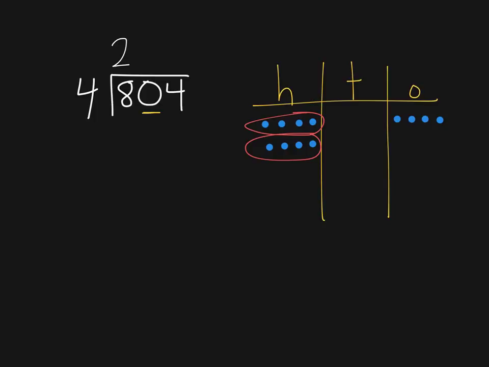So I'm going to write 2 up here. 2 times 4 is 8. I'm going to take away the 8 that I just divided. 8 minus 8 is 0. And I have no hundreds left over.